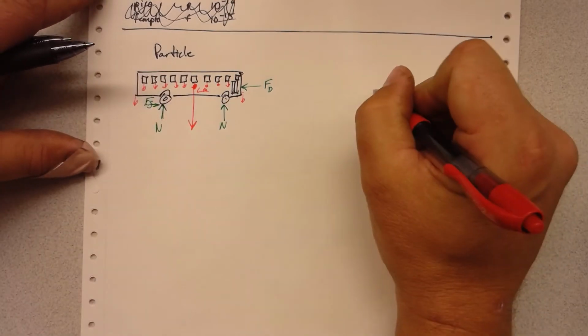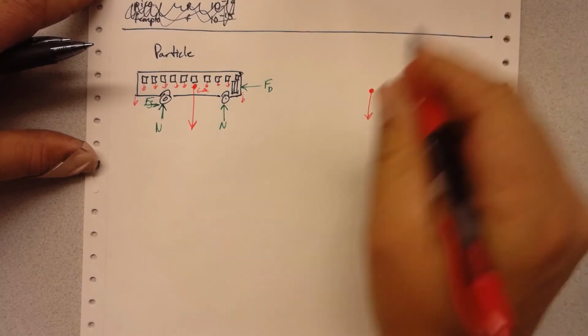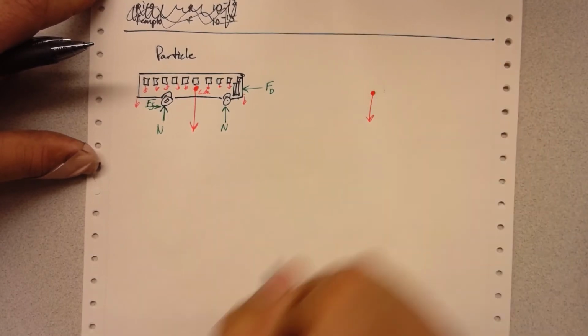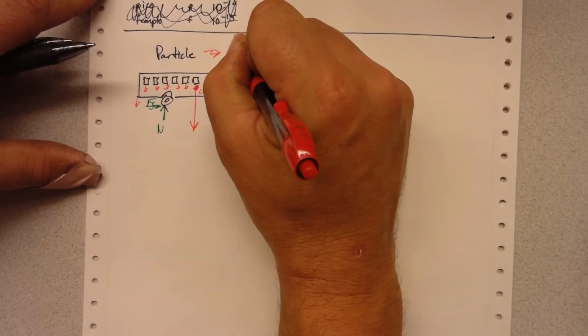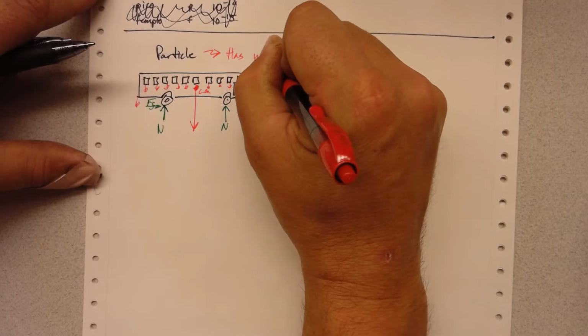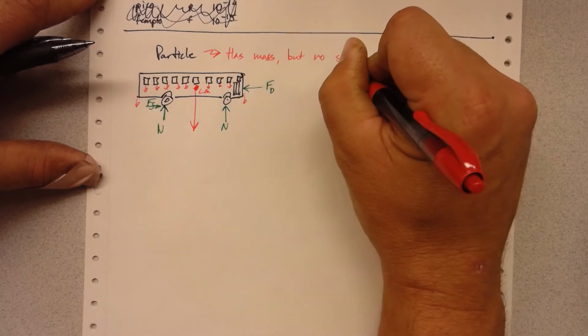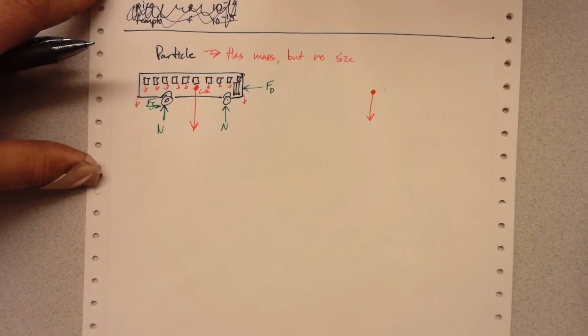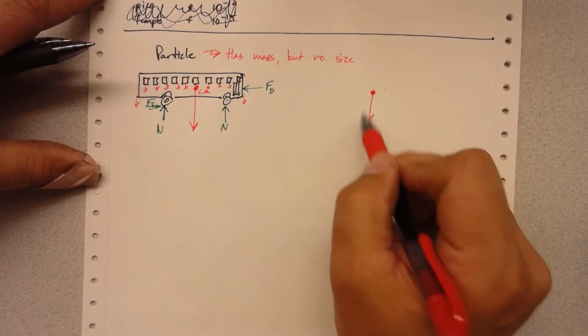A particle, though, says, instead, let's treat the bus as a particle, and all the forces act through this point in space. And a particle has mass, but no size. Right? So a particle has a resistance to acceleration. That's what mass is. But it has no size.